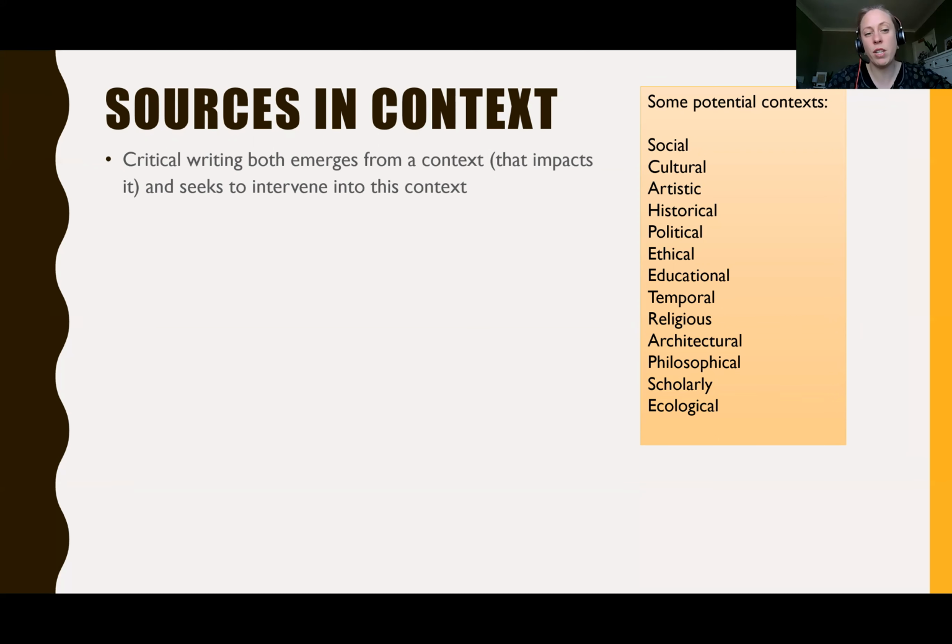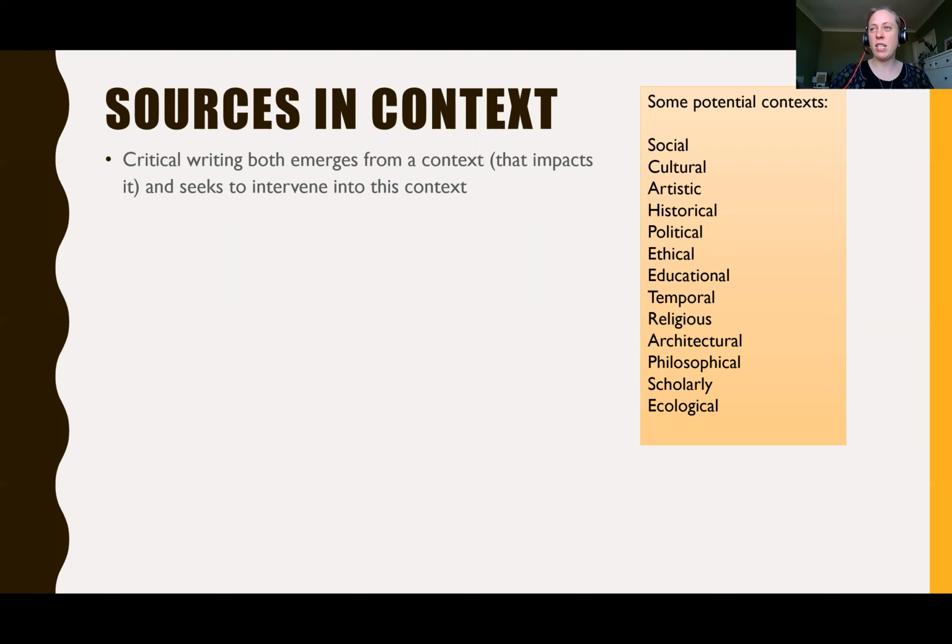So we need to start from an understanding that all critical academic writing emerges from a context and is in some way impacted by the context that it's coming from, but also seeks to intervene into a particular context. And that's part of what academic writing is doing. It's intervening into a history of ideas. It's trying to suggest something slightly different. It's trying to reroute things in a different direction.